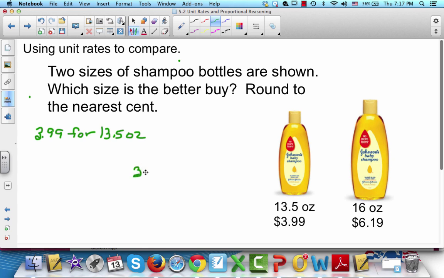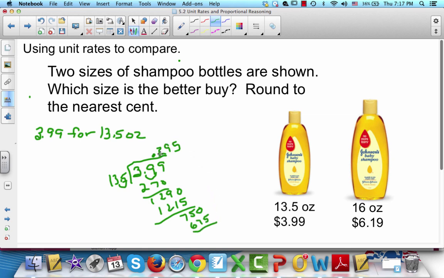So we're going to go $3.99 divided by 13.5. We move the decimal one place and move the decimal one place. Put it up here. All right, so now 135 into 399 goes two times. That's 270 with 129 left over. And then it goes 9 times, and that's 1,215 with 75 left over. And then it goes 5 times. That's 675. So we've got 0.295.